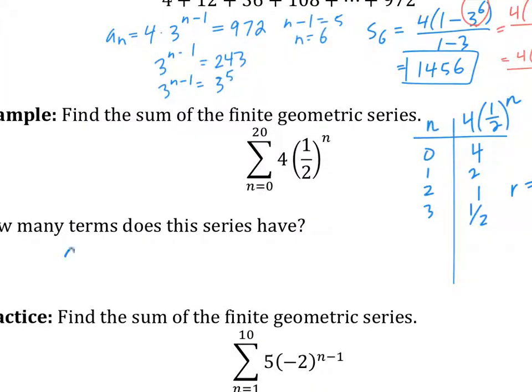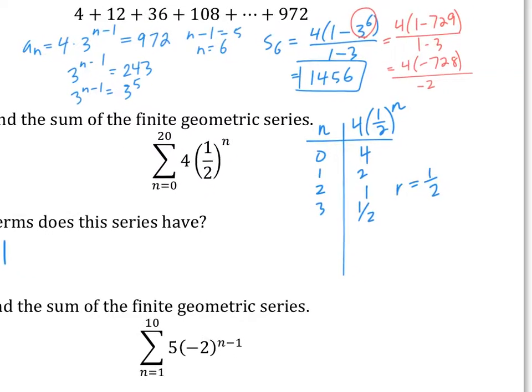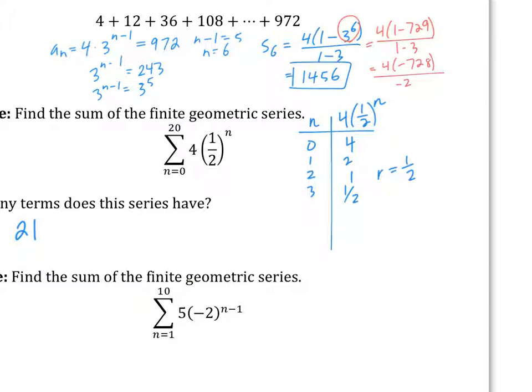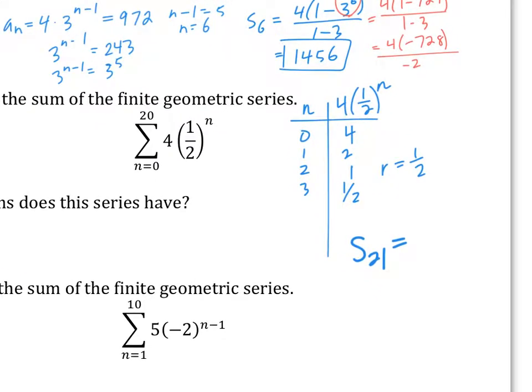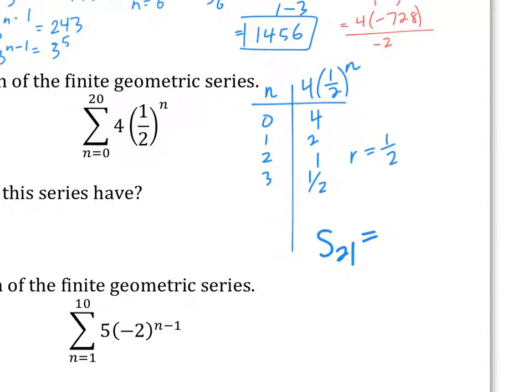Okay, so how many terms does this have? 21. Okay, so find the sum. We are going to use the geometric sum. Sum of 21 terms. Right, we talked about this. 20 minus 0 and then plus 1 because you always forget to add the original one. Equals to, okay, the formula says A1. Start with A1. Okay, trick question. What number is A1? 4. The first number is 4.